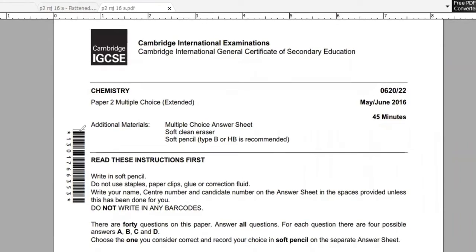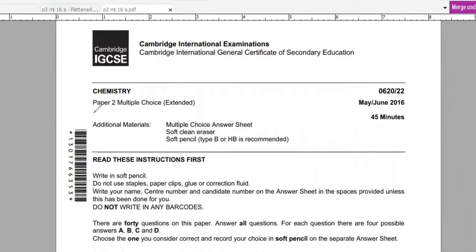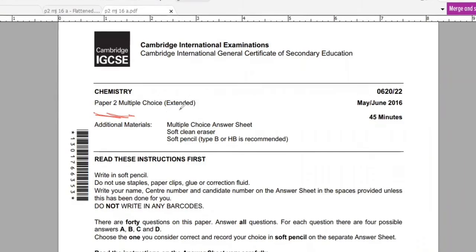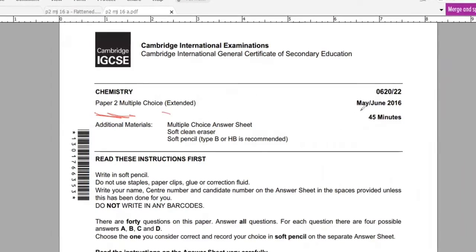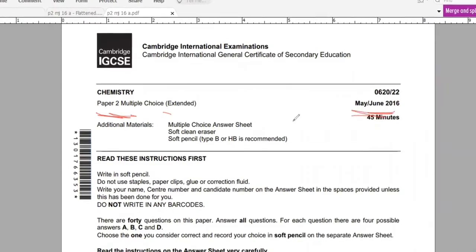Hi students, today we are going to discuss IGCSE Chemistry past paper. This is paper 2, multiple choice. It is the extended one from the IGCSE curriculum. And in fact, this is going to be the May/June 2016 series.